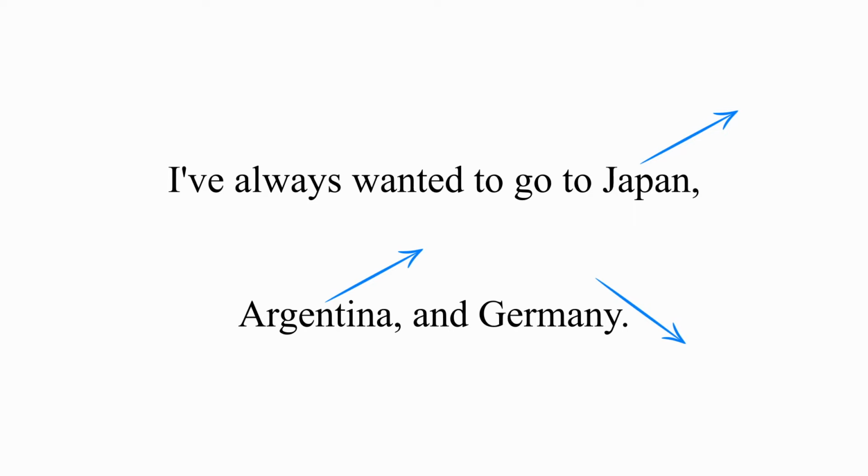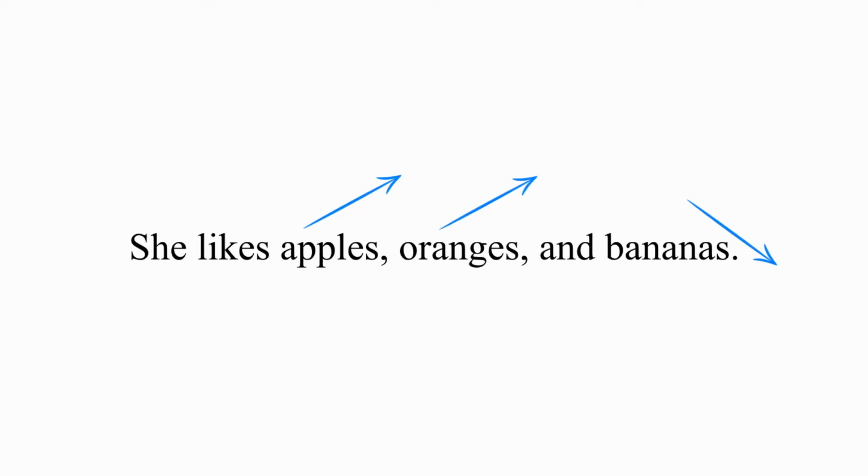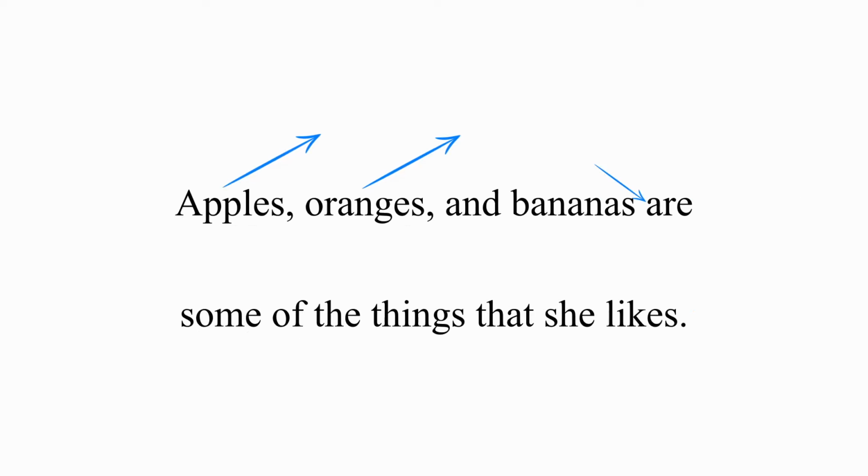Let's look at some other list examples. I've always wanted to go to Japan, Argentina, and Germany. Now let's put that not at the end. Japan, Argentina, and Germany are some of the countries that I want to visit. She likes apples, oranges, and bananas. Apples, oranges, and bananas are some of the things that she likes.